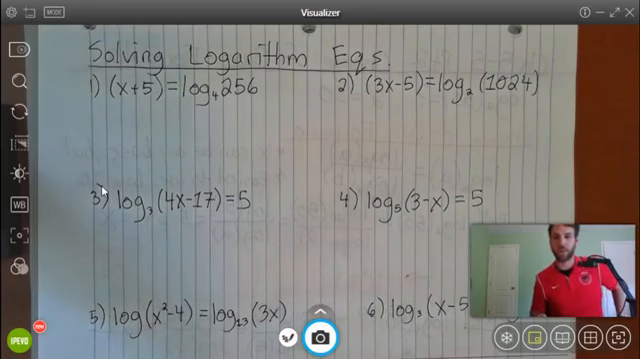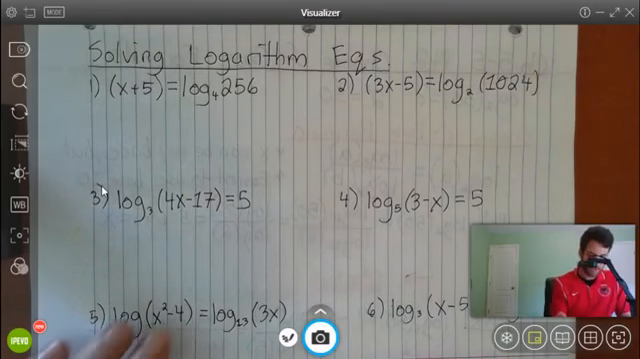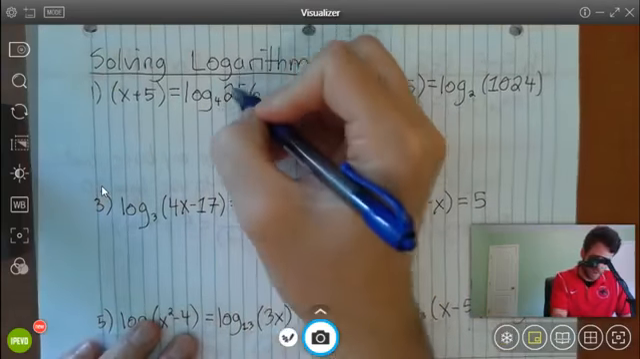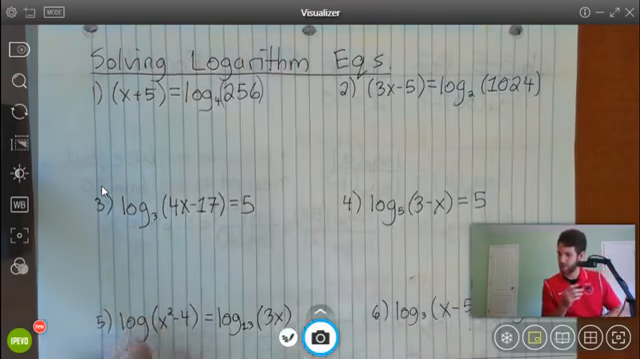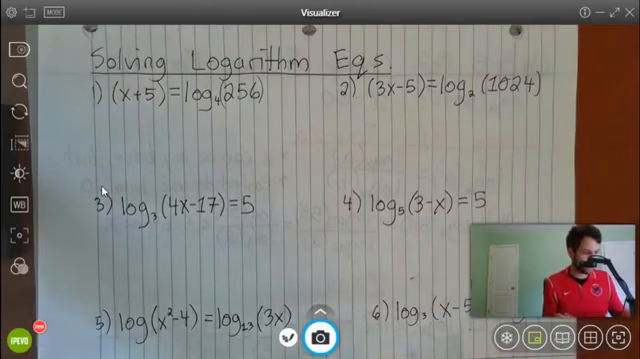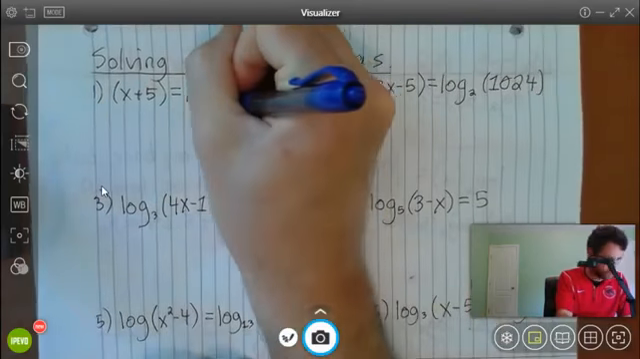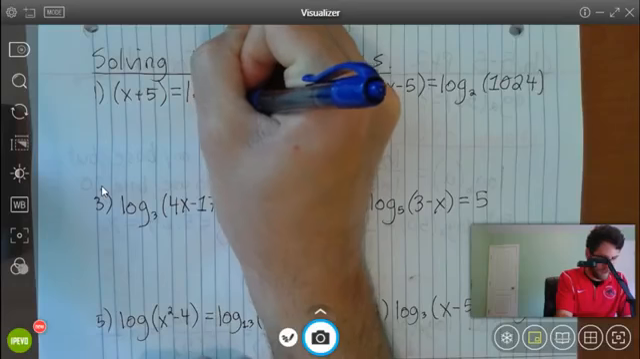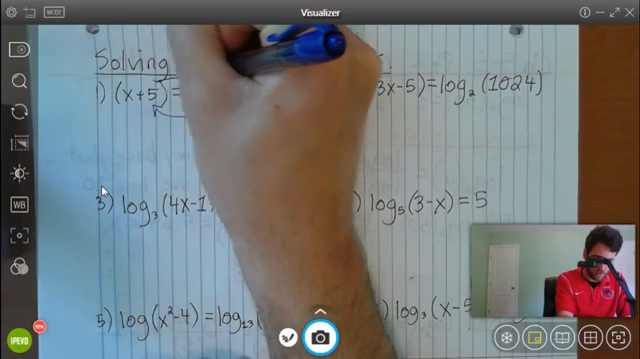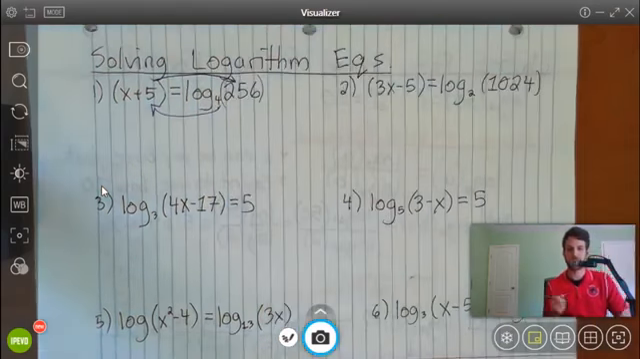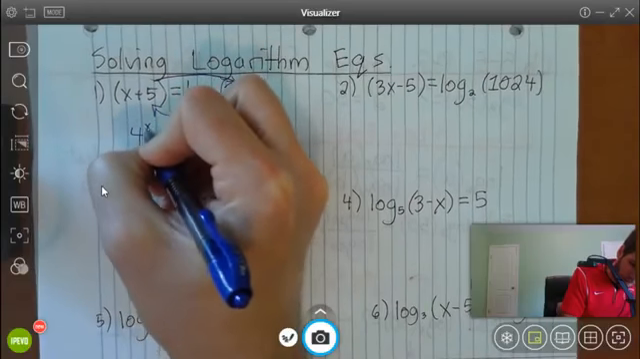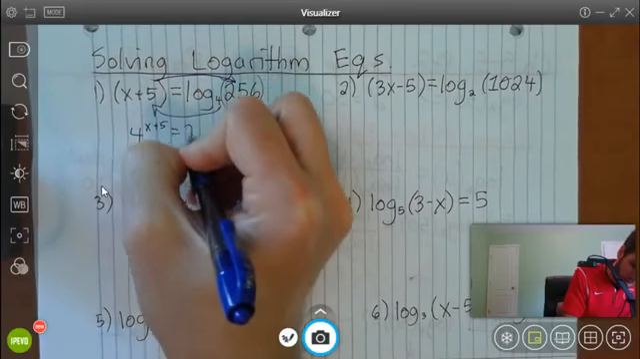So let's start by looking at number 1. So I can see that it's log base 4 of 256 is equal to x plus 5. So now if I am going to try to solve this, I'm going to do a 4 raised to the x plus 5 power equal to 256. So then I'll write that right underneath. 4 to the x plus 5 equals 256.